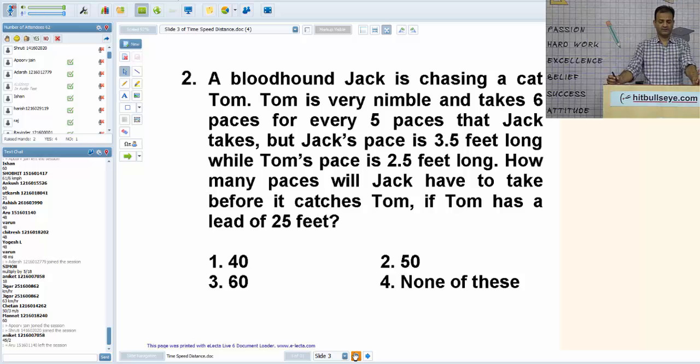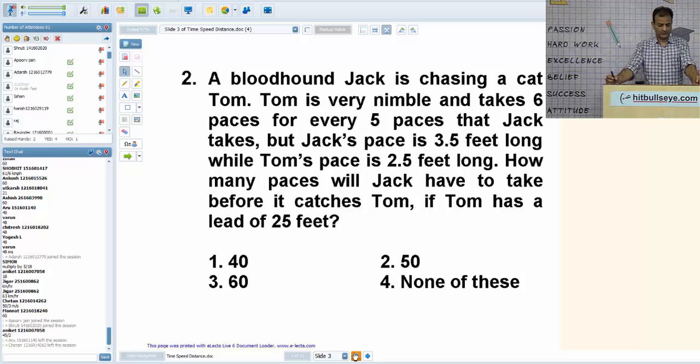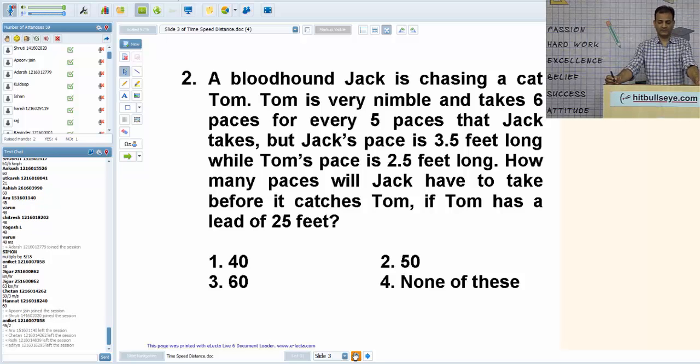Now move to the next question. Just read it. I will give you 2 minutes for this. Very important question from a paper point of view. Bloodhound Jack is chasing a cat. Tom is very nimble and takes 6 paces for every 5 paces.